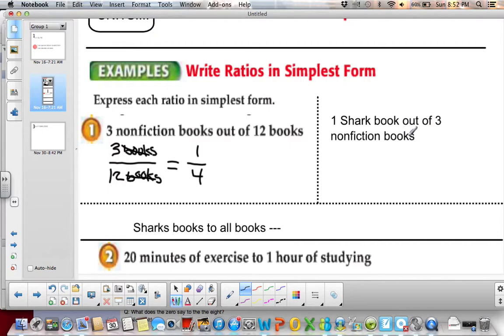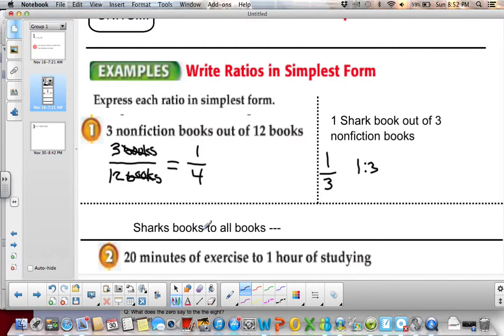If I take my 3 nonfiction books and there's 1 shark book, I would write it as 1 out of 3. 1 book out of 3 nonfiction books is a shark book. And that's my simplest form. So like over here, we got it to simplest form as 1/4. This just stays as 1/3 because it's simplest form. We could also write it as 1 to 3.